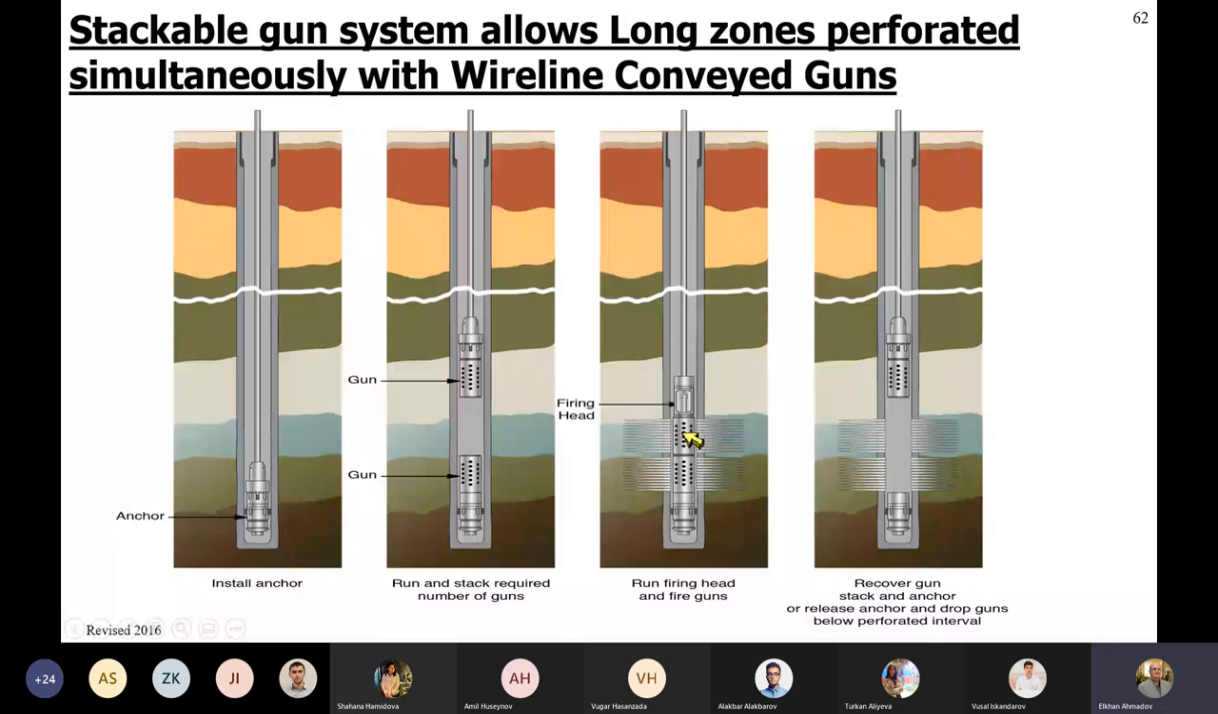The anchor is run first, and then we run with the perforating gun, and these perforating guns can be installed if the reservoirs are on top of each other, next to each other, like here, or if the reservoir is some distance away, we may have some blank pipe section, and then install another perforation system, and then we perforate the reservoir, and then we detach the perforators, pull out, and then start producing with the anchor left in the wellbore, because the anchor is installed below the producing reservoir. Or we can release the anchor and pull out the anchor as well.